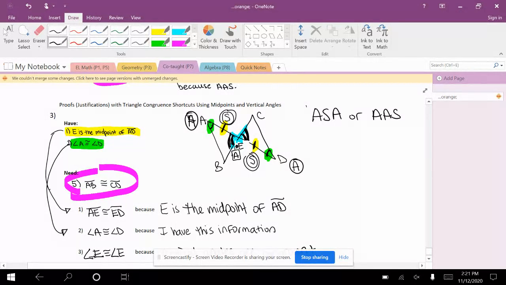So our correct option is angle, side, angle, because the side is in the middle.